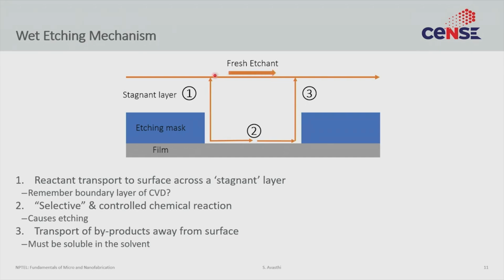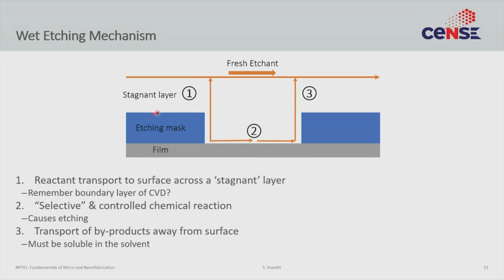Now, this fresh etchant must reach the film being etched in order to do the chemistry. So it must go through a layer. We are calling it a stagnant layer, and the reason for that will be obvious in a minute. Then once it reaches the surface, it must react, it must form byproducts, and those byproducts must again go through the stagnant layer back to the bulk of the solution, right? And this process must continuously be happening in order to get a consistent etch rate.